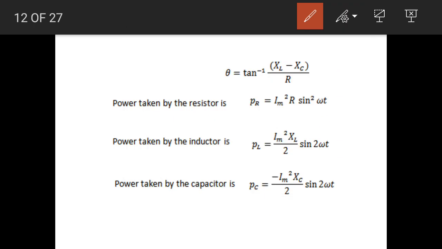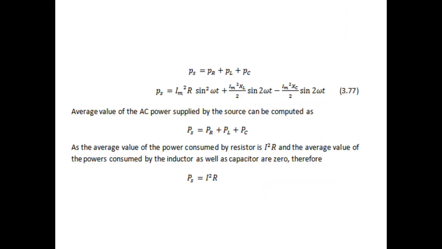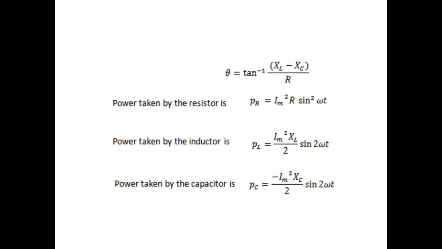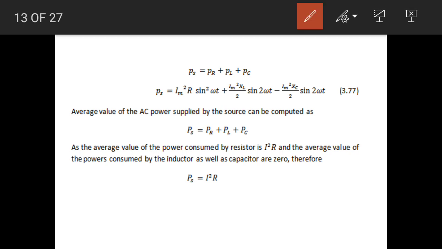So according to the law of conservation of energy, the power supplied by the source will be equal to the power taken by the resistor plus the power taken by the inductor plus the power taken by the capacitor. We obtain this equation in accordance with the law of conservation of energy. The law of conservation of energy states that the power supplied by the source will be equal to the power taken by the entire circuit, and the power taken by the entire circuit will be equal to the power consumed by the resistor plus the power taken by the inductor plus the power taken by the capacitor.